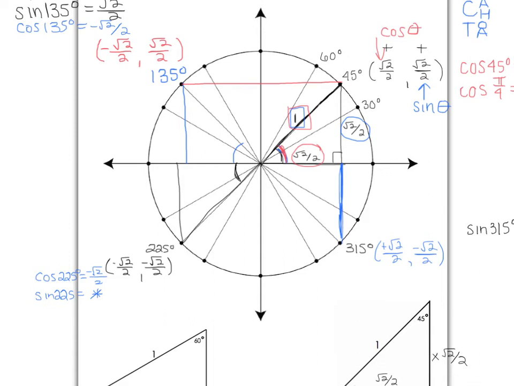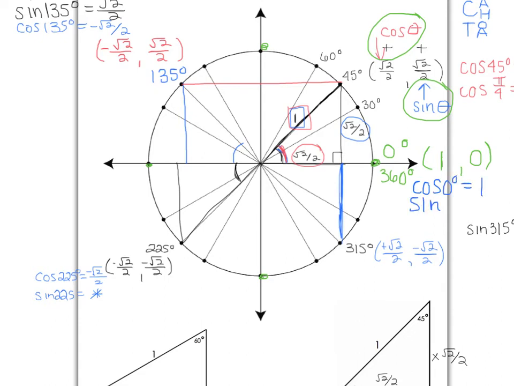Now that we understand the fact that cosine is our x-coordinate and sine is our y-coordinate, let's think about our pivotal locations that I'm currently labeling right here and here. 0 degrees and 360 degrees share a location. Well, we moved horizontally over 1 unit because that's the distance of the radius, and we did not move vertically at all, 0. So therefore, the cosine of 0 degrees is equal to 1. The sine of 0 degrees is equal to 0.